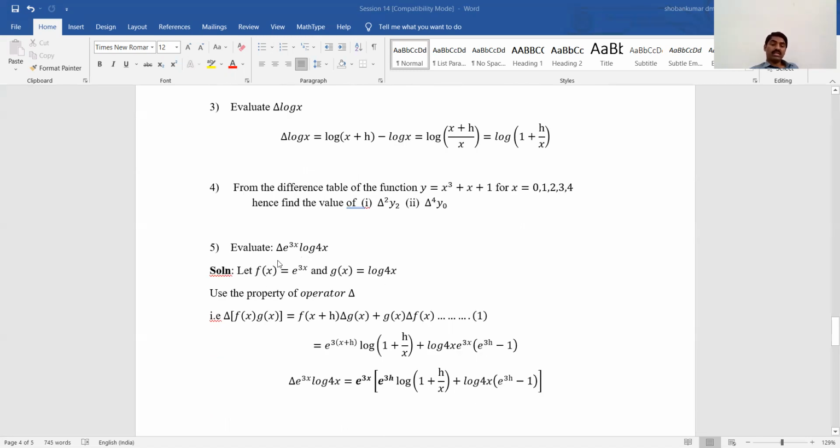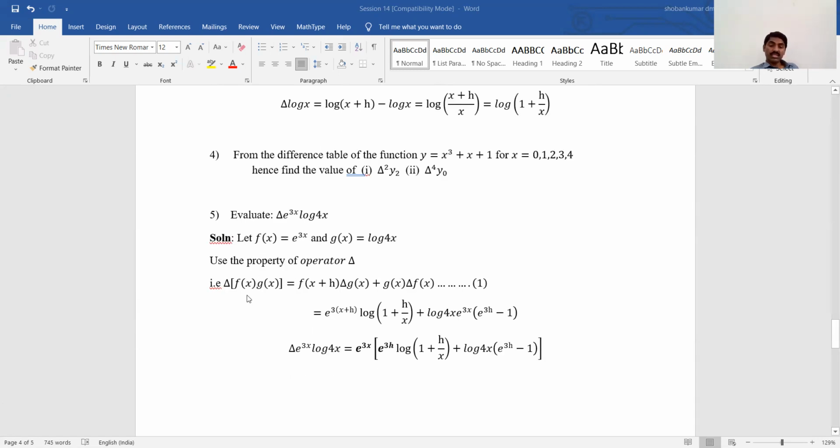Next problem is evaluate delta of e raised to 3x log 4x. Here we know the property delta of f of x into g of x. Here f of x is e raised to 3x and g of x is log 4x. Now using this property, delta f of x g of x equals f of x plus h into delta g of x plus g of x into delta f of x. Here according to this, f of x is e raised to 3x, replacing x by x plus h, we get e raised to 3 of x plus h into delta log of 1 plus h by x, because we know one more property.